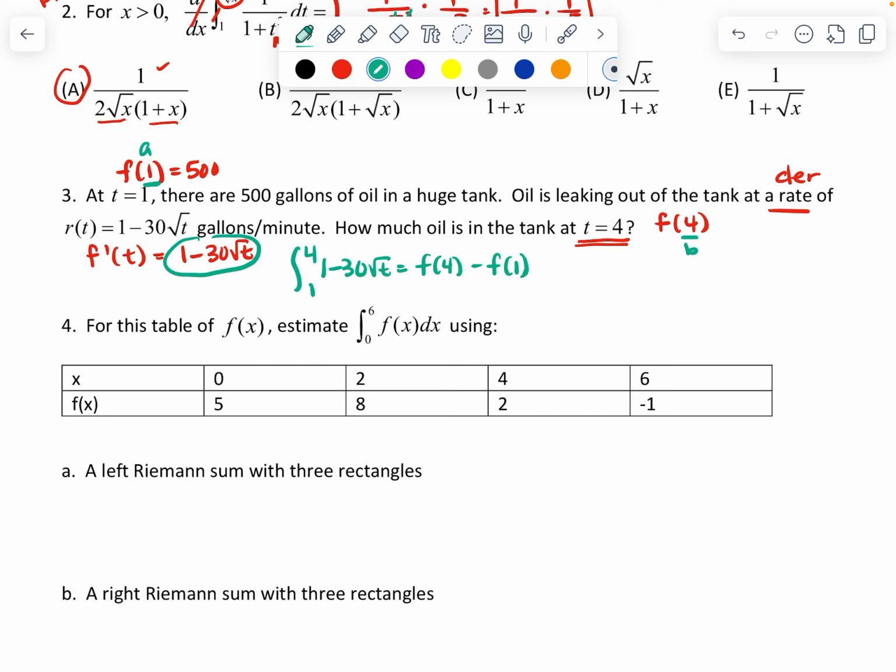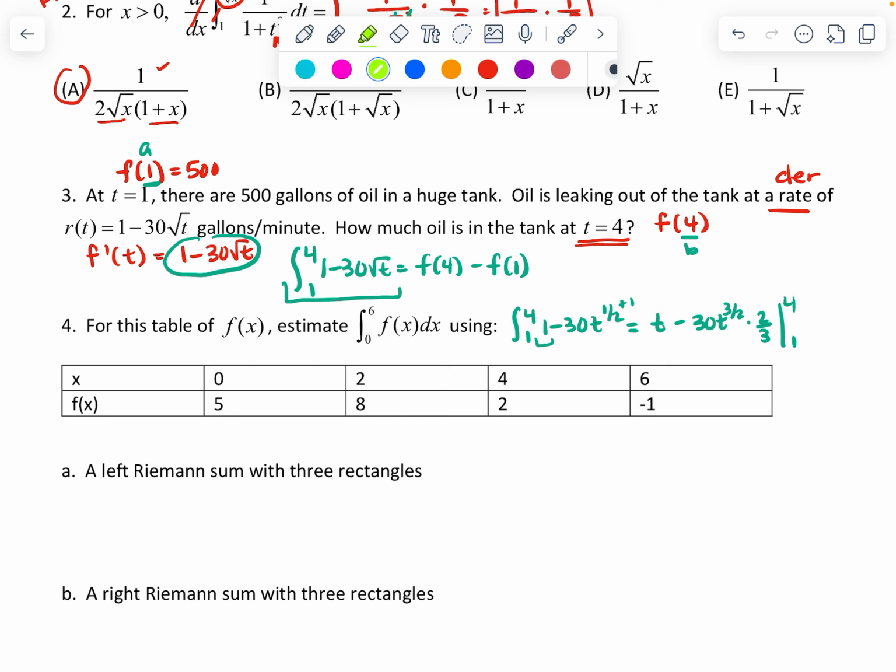Okay, now again, I need to figure out what this is right here. So let's do it on the side. Maybe we could do it right here. So the integral from 1 to 4 of 1 minus 30 root t, which is really t to the 1/2. Let's go ahead and change it to that. So what's that going to equal? The integral of 1 is t minus, and this is 30. If I add 1 to the exponent, it's going to be t to the 3/2 times 2/3. And I'm evaluating that from 1 to 4.